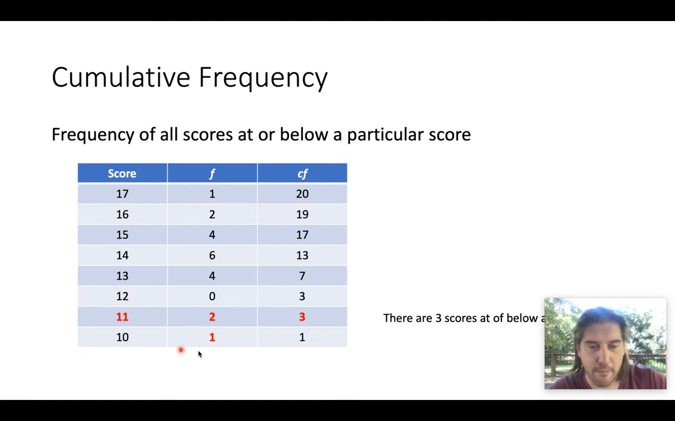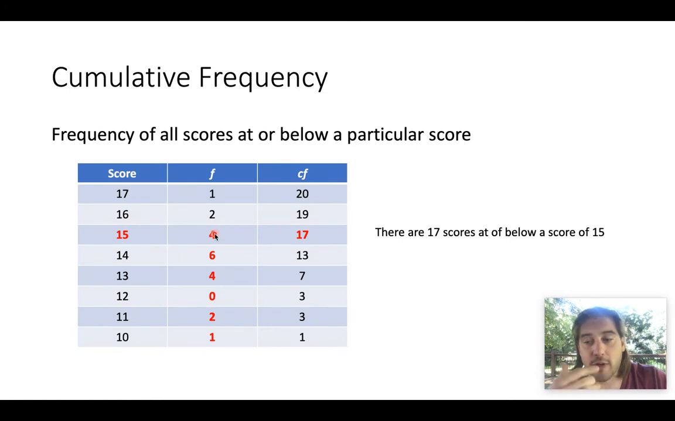Notice here that the bottom row is super easy because there's no one below it. So the cumulative frequency of 10 is just how many people scored a 10, right? It's 1. So 1 person scored a 10. 3 people scored an 11 or a 10. And for example, 17 people scored a 15, a 14, a 13, a 12, an 11, or a 10, right? So now we jumped up there, but we're jumping to sort of make the point of how this works.